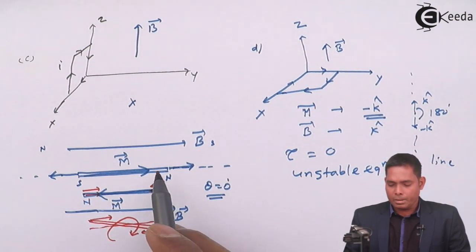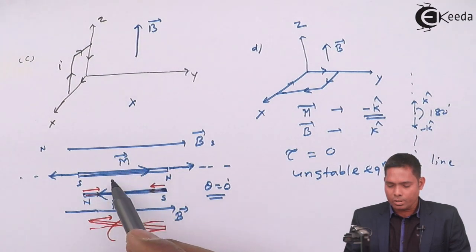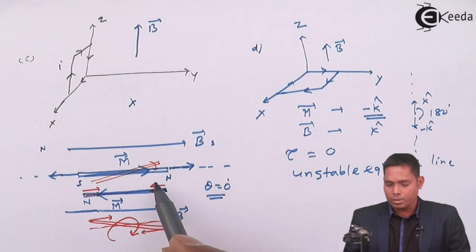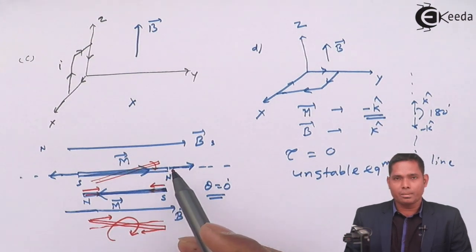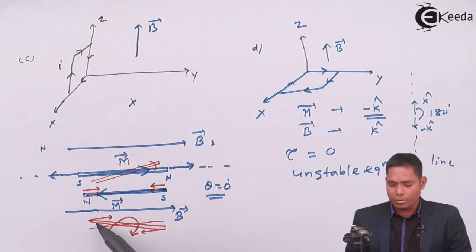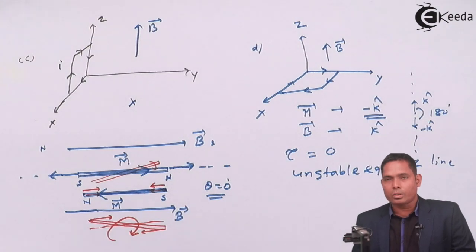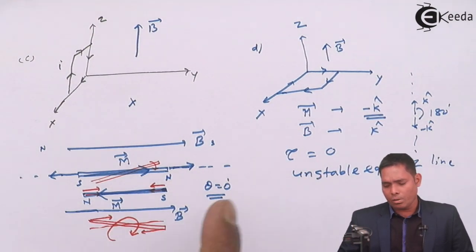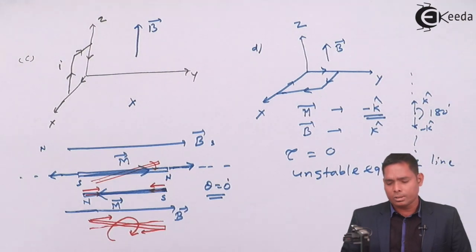Stable means if you slightly disturb it, then it will come back to its position. So that is stable equilibrium. That means you slightly disturb it and it comes back to its original position. Here, if you slightly disturb it, it will not come back to its original position. It will take some other turn. So it will move away from the equilibrium position, away from the initial position. Therefore, this is unstable equilibrium.